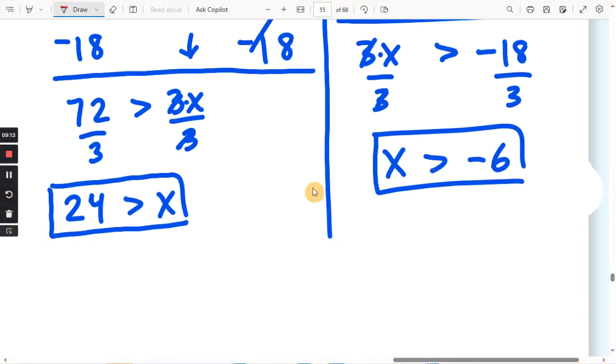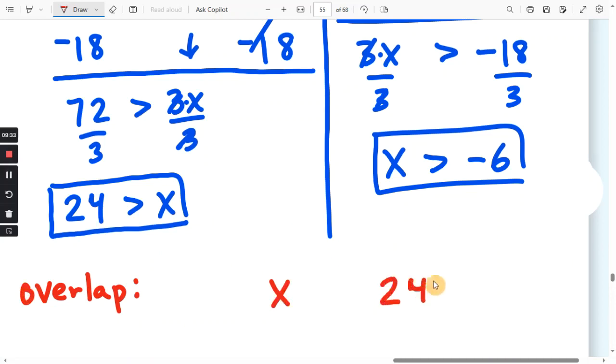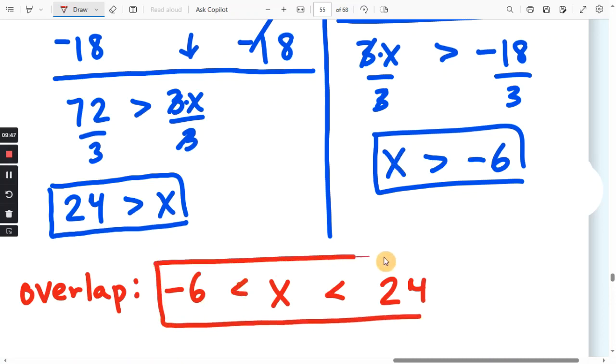So once again, we need to combine these. For the overlap, you put the x in the middle. The larger numbers are on the right. Think of a number line. When you go to the right, that's more positive, so the larger number is on the right. And the lesser number is on the left. X is less than 24, and x is greater than negative 6. So that right there is your final answer.